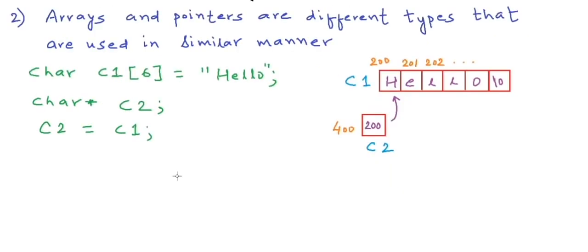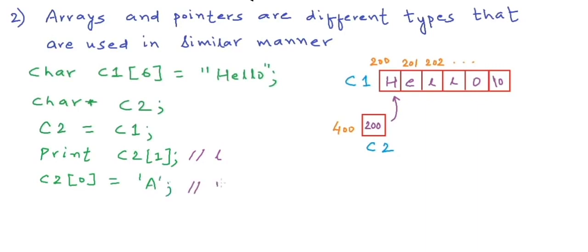Now we can use this variable C2, which is a character pointer, just like C1, to read and write into the array. So if I write something like print C2[1], then the output will be L, and we can even modify the array. Let's say we want to modify the character at the 0th index to A. So the string will be modified and will become this.